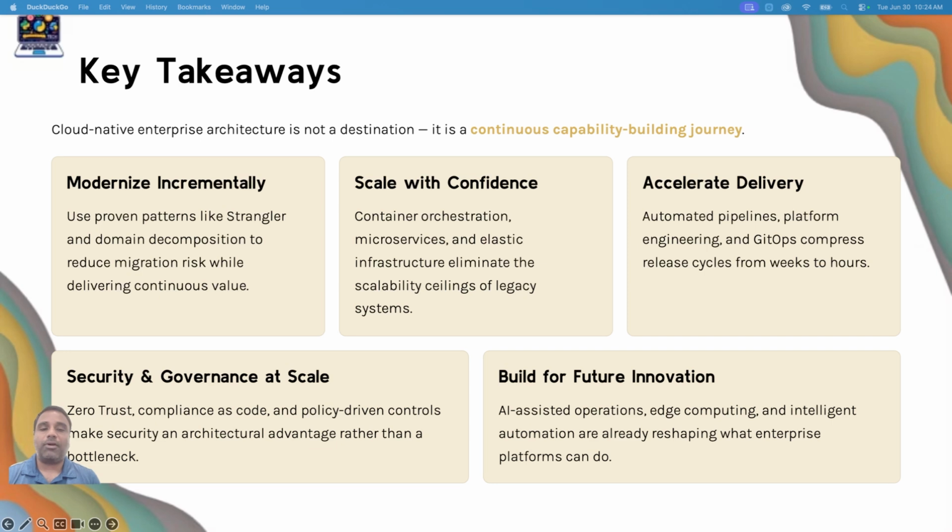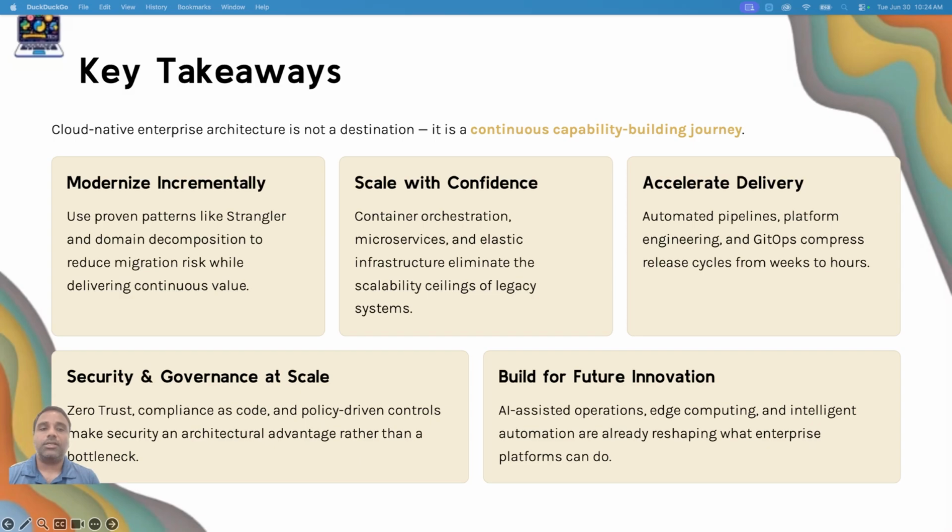All right, so let's summarize what we have learned and the key takeaways for you as you are watching this presentation. Let me leave you with five key takeaways, right? Modernize incrementally. Use proven patterns like strangler fig and domain decomposition to reduce migration risks while delivering continuous value to your organization. Do not take a big bang approach by rewriting all your applications into a cloud native platform. The second one is scale with confidence.